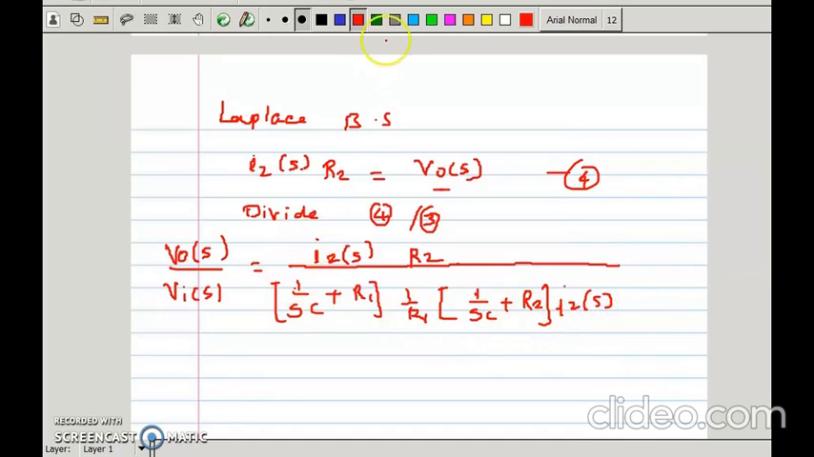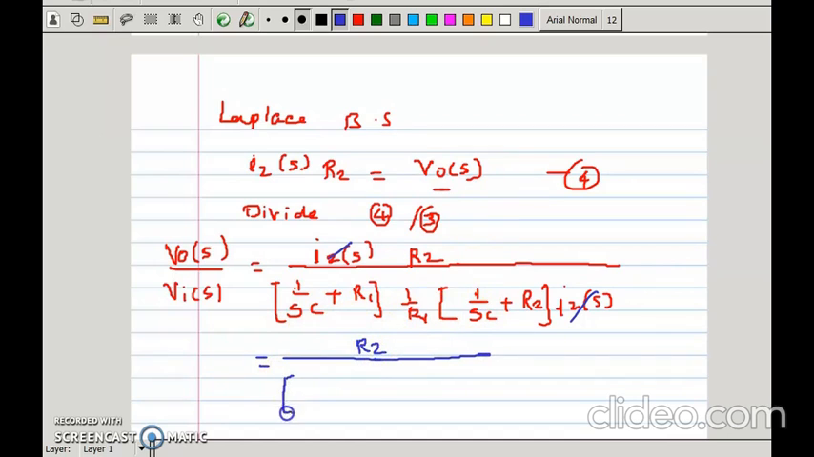Now see, I2 of S and I2 of S both are available at the numerator as well as denominator, so both are cancelled together. So what is the remaining? See, at the numerator only R2 is remaining, and at the denominator 1 upon SC R1, into R1 and this bracket, right?